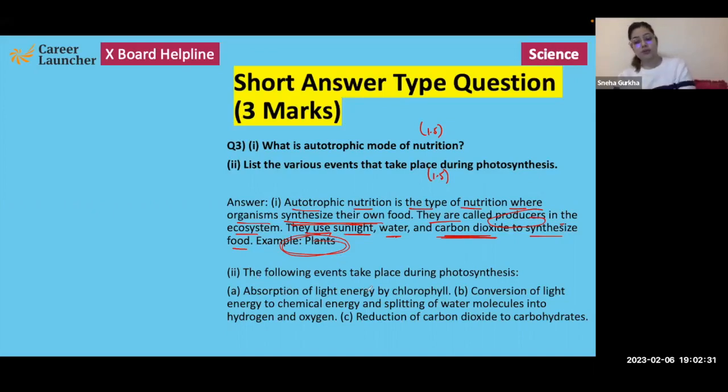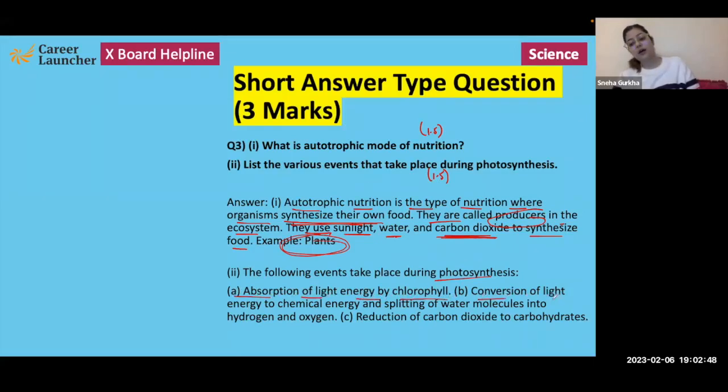Next, list the various events that take place during photosynthesis. So we have divided the events into 3 parts, and point-wise we can write the answer. The following events take place during photosynthesis. First, absorption of light energy by chlorophyll.